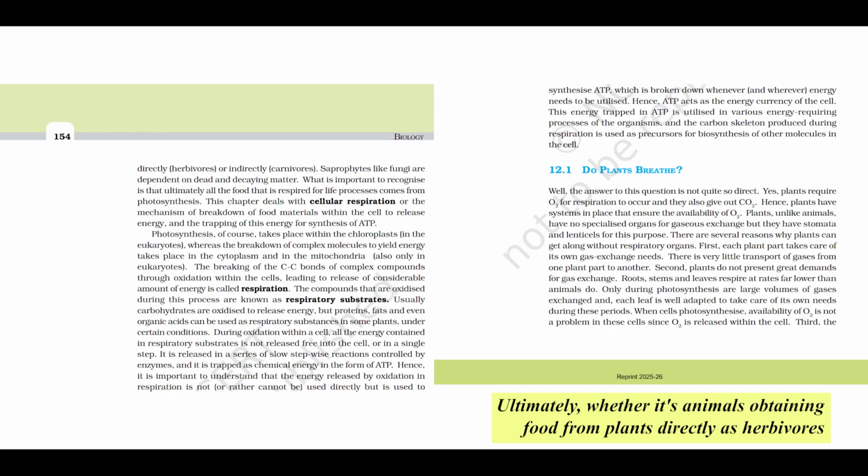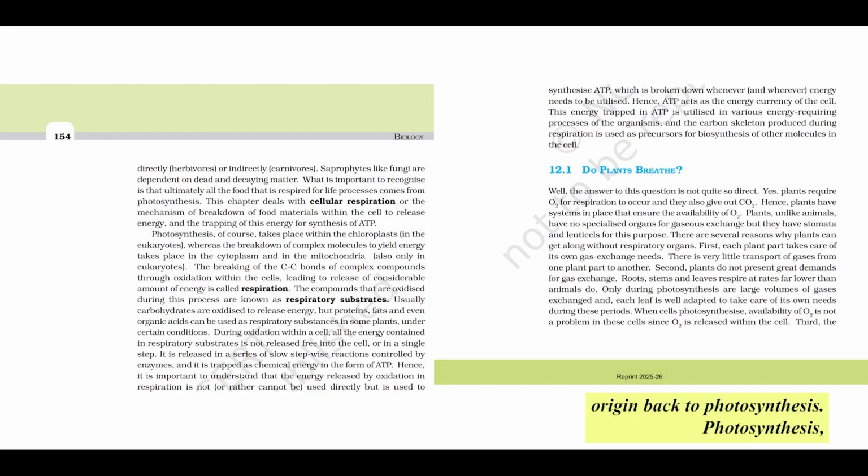Ultimately, whether it's animals obtaining food from plants directly as herbivores or indirectly as carnivores, or even saprophytes like fungi and bacteria, depending on dead and decaying organic matter for their sustenance, all the food that is ultimately respired for all life processes fundamentally traces its origin back to photosynthesis.